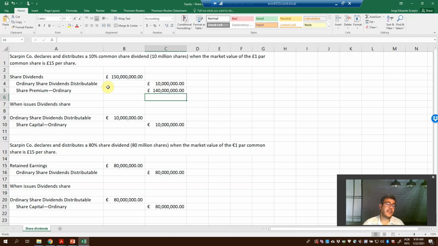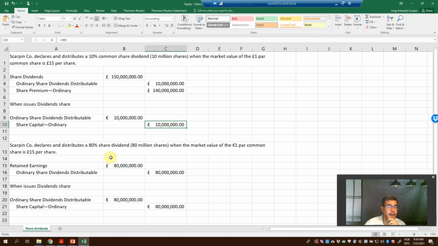And then when we issue the dividend shares, we close this ordinary share dividends distributable, 10 million, and we credit share capital.